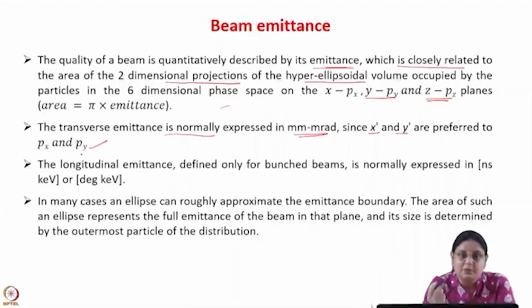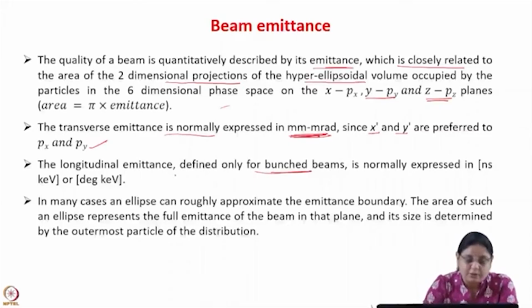So we normally use, instead of the phase space, the trace space. The emittance is taken in the trace space x x prime, so the units are millimeter milliradian. The longitudinal emittance is defined only for bunched beams. If it is a DC beam, if the beam is not bunched, then the beam is continuous in the z direction, so the emittance is not defined in the z direction. The longitudinal emittance is normally expressed in nanosecond keV or degree keV.